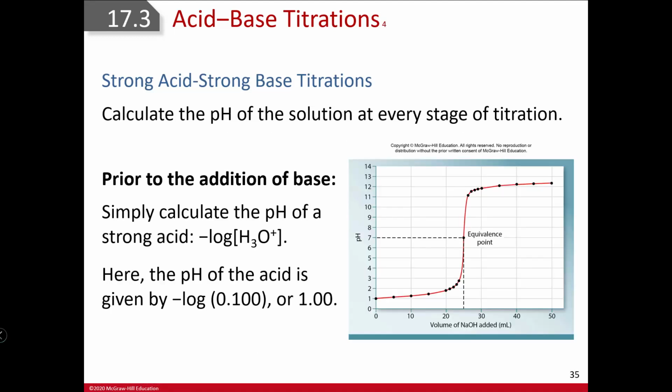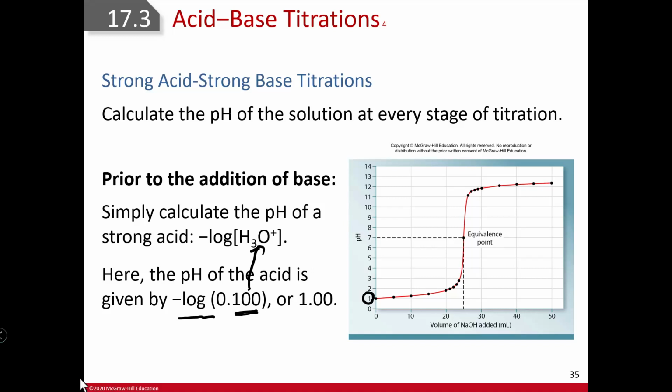Okay, so looking at this plot here, you can see that initially we have a 0.1 molar hydrochloric acid solution. Doesn't matter whether it's 5 milliliters, 10 milliliters, it's intensive, right? The concentration was 0.100 molar for hydrochloric acid. Hydrochloric acid is a strong acid, so that is the concentration of the hydronium ion. If we take the negative log of that, we learned that in the last chapter, we get the pH, and that's why the pH starts out at 1 right there. All right? That's before the addition of the base.